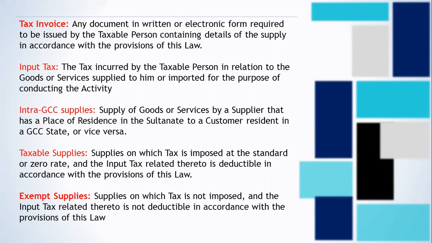So for exempt supplies, your output is zero, and whatever your inputs are there on which you have paid VAT, you will not be getting any credit of the VAT that you have paid for your supplies because your output is zero. So you will not be getting any benefit of input tax credit. So that will be your cost, right?